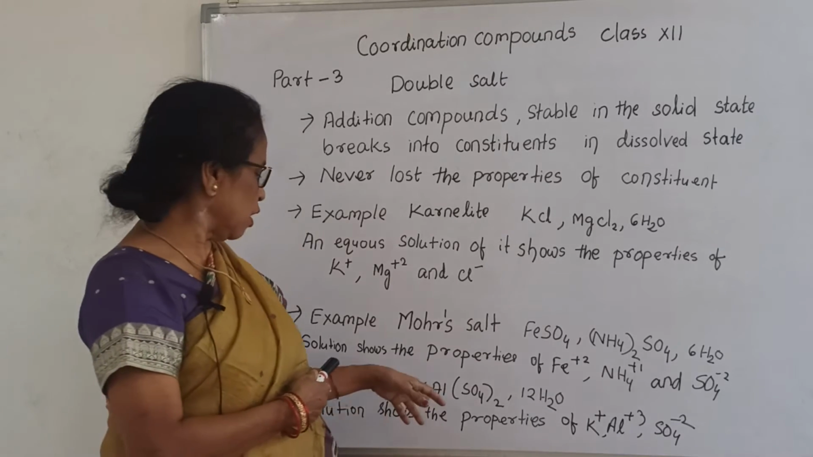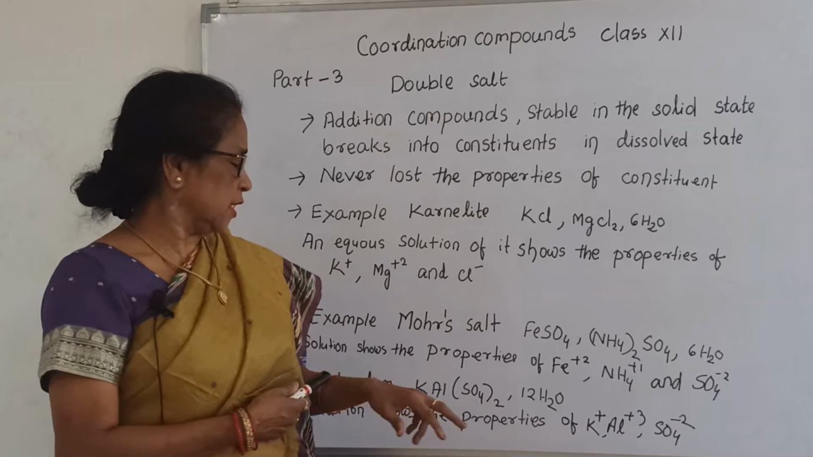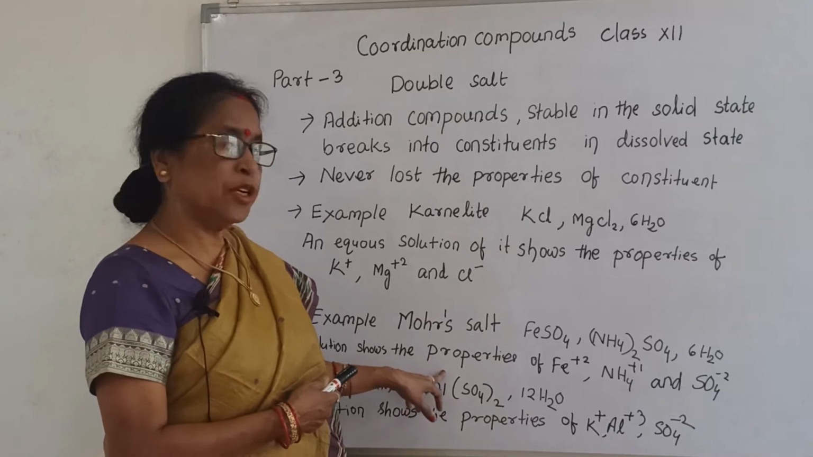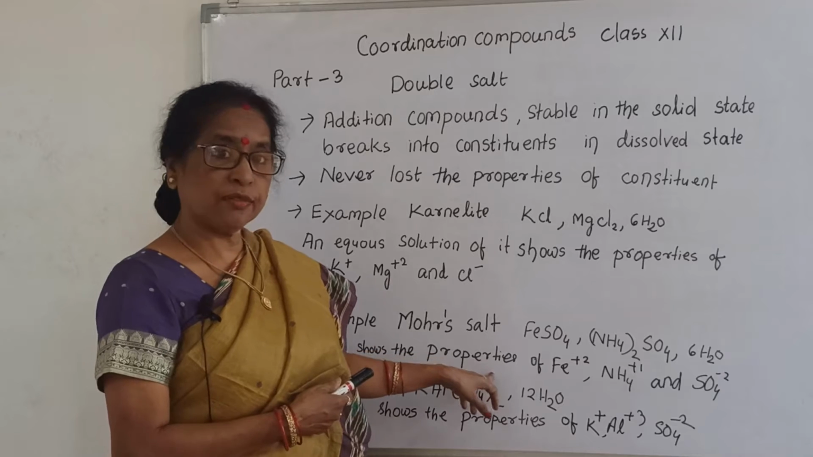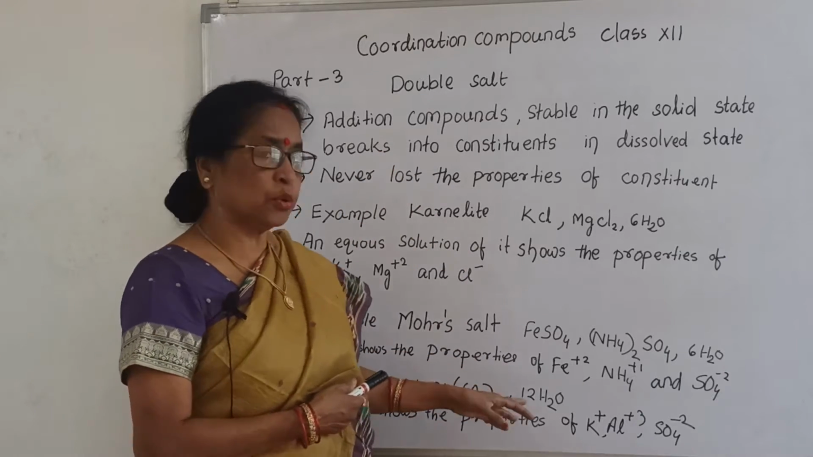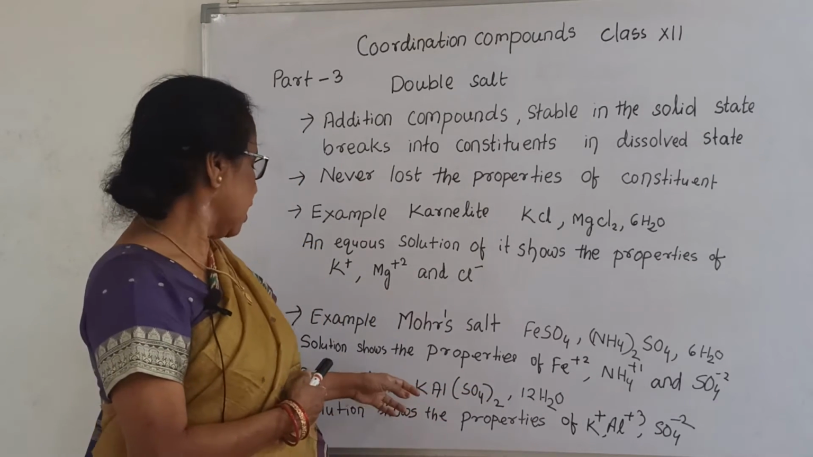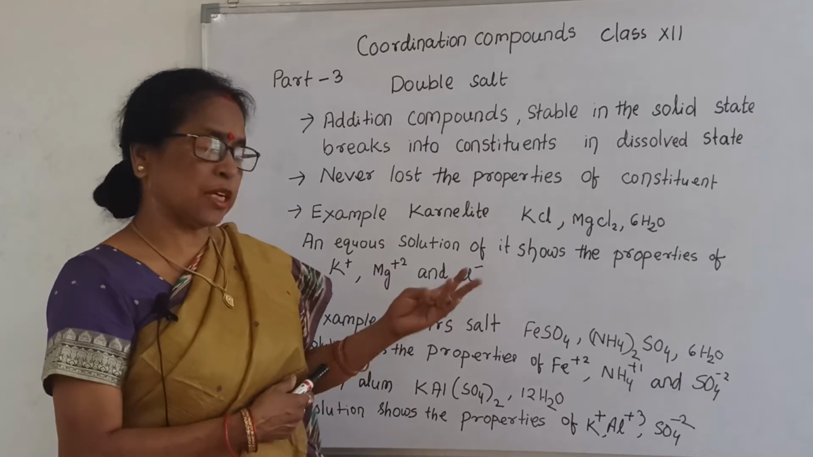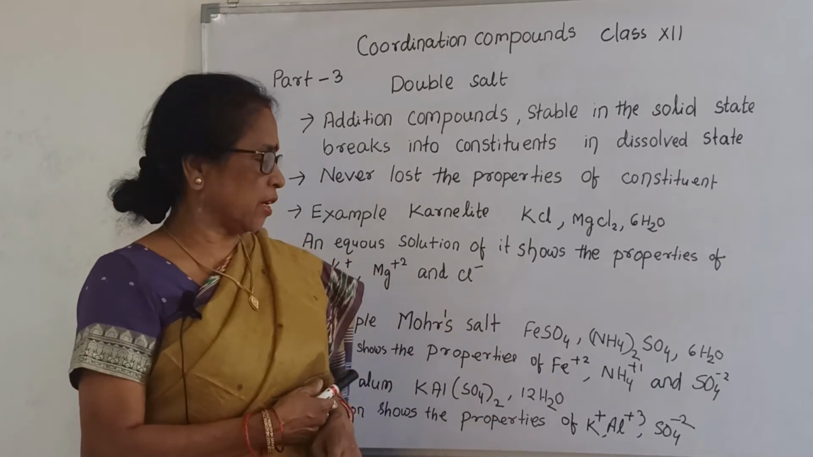Potassium aluminium sulfate, (SO4)2. See, potassium is plus 1, aluminium is plus 3, so that is plus 4, and sulfate is minus 2. So the formula becomes KAl(SO4)2, 12H2O. Now the solution shows the properties of K plus, Al plus 3, SO4 minus 2. That means it shows the properties of potassium, aluminium, sulfate.